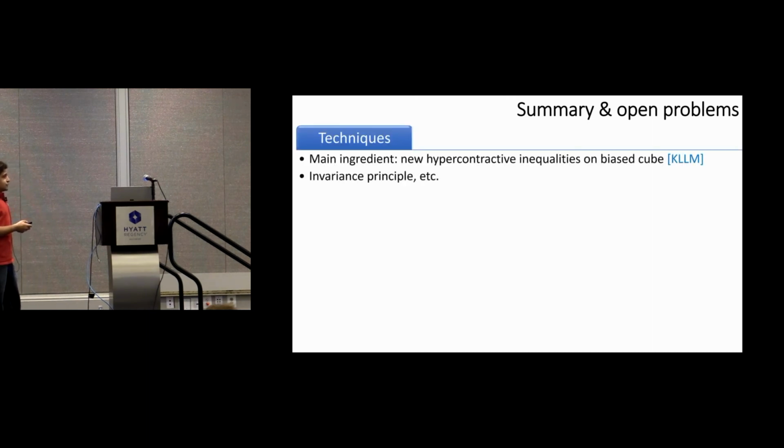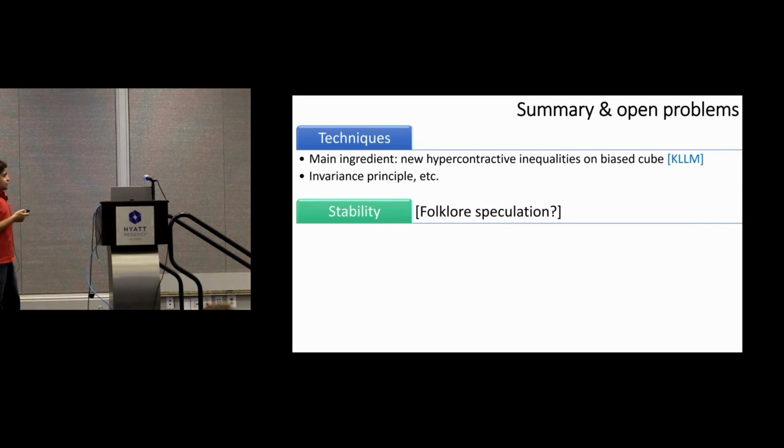So I'd like to summarize and pose two open problems. If there is one thing that I'd like you to take from this talk, it is the techniques. I didn't discuss the techniques, but the really essential thing is that we use new hypercontractive type inequalities for the p-bias cube that were recently proved together with Keevash, Long, and Lifshitz. And we also have some variants of classical techniques such as the invariance principle and more for the p-bias cube. We use all of these things, and this is how we prove our results.